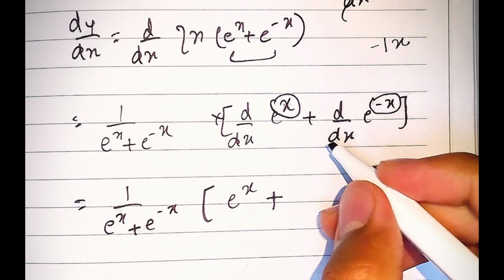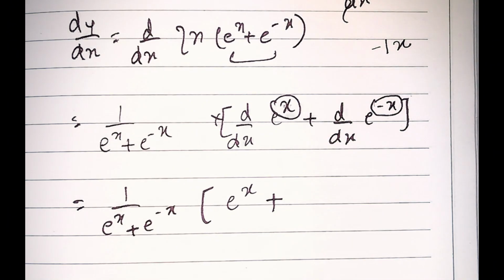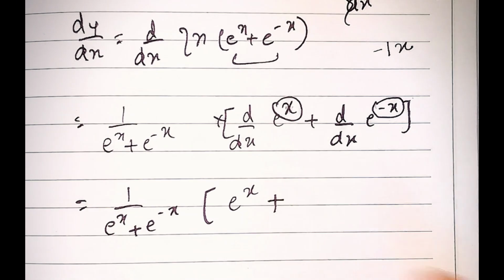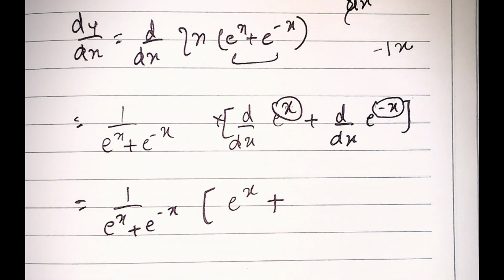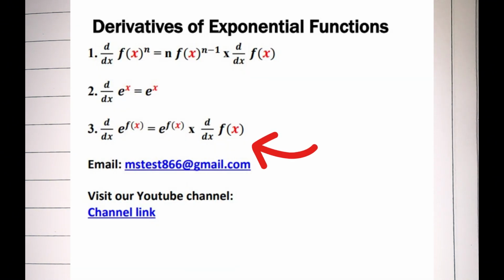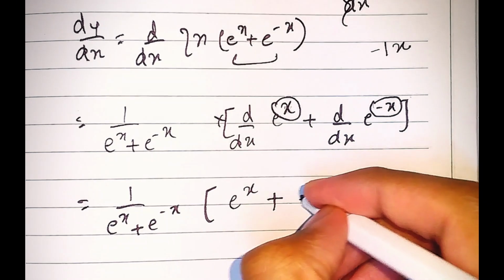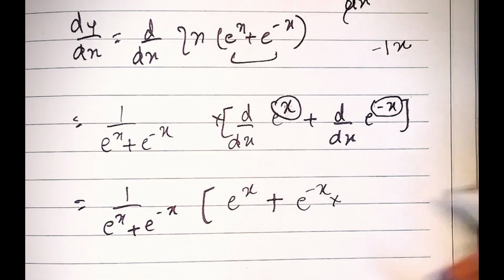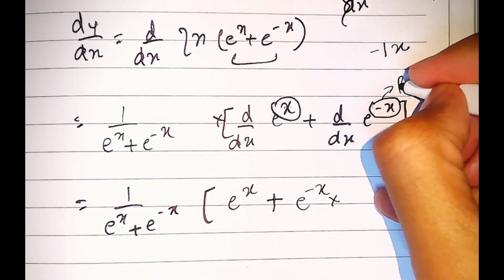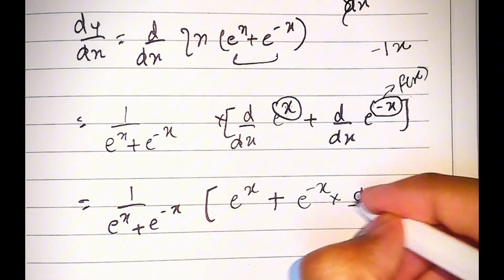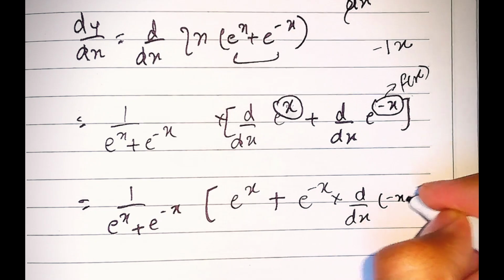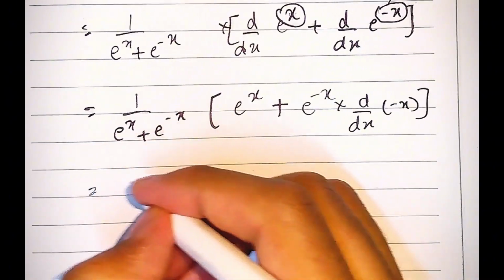We learned in, I think, video number 80 of this playlist, that the derivative of e^x is equal to e^x, but the derivative of e having a function as a power will be equal to e^(function) multiplied by the derivative of that function. So we can write e^(-x) multiplied by the derivative of that function. Now what is the function? This is my f(x) right over here. So we have the derivative of negative x. I hope that makes sense.